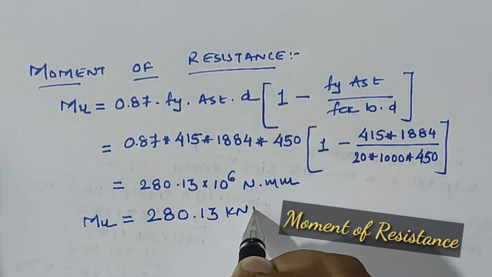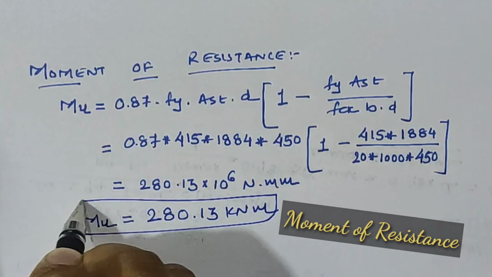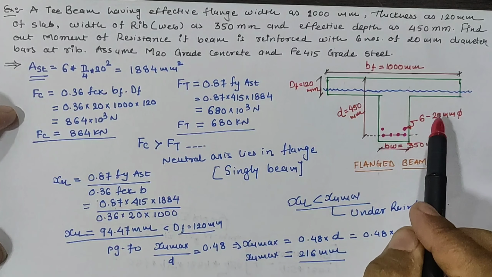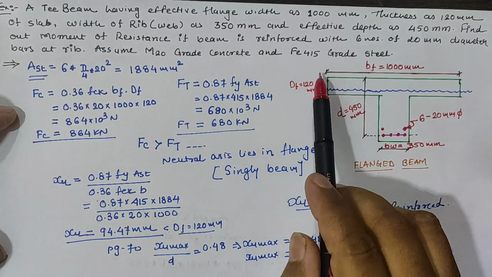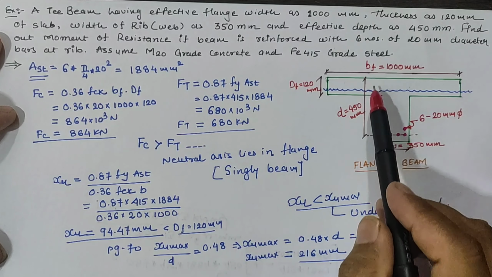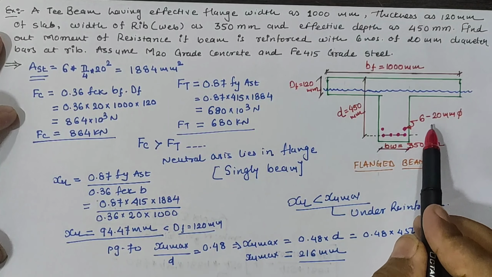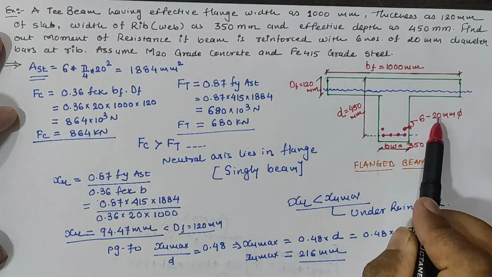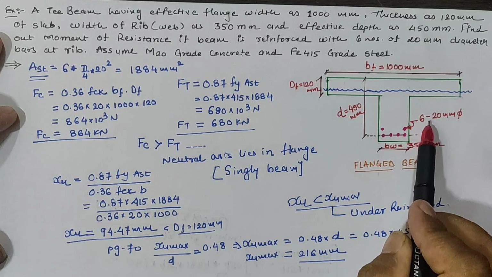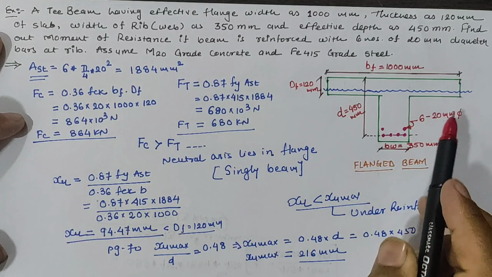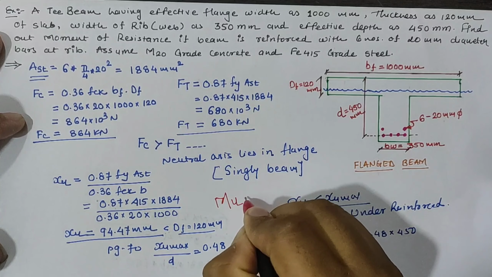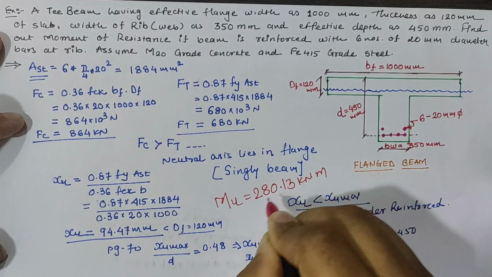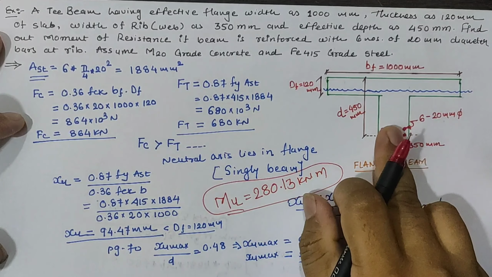280.13 kilonewton meter. This value indicates that if the given T-beam having the width of flange as 1000 mm, depth of flange as 120 mm, effective depth as 450 mm and width of web or width of rib as 350 mm, and the T-beam is reinforced with 6 numbers of 20 mm dia bar, then our moment value is 280.13 kilonewton meter as the moment of resistance of the given T-beam.